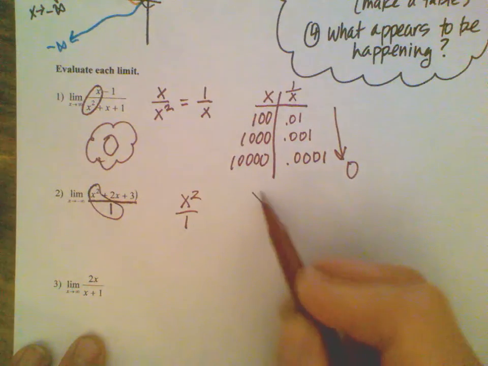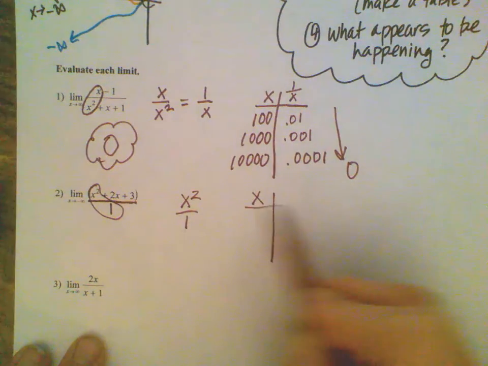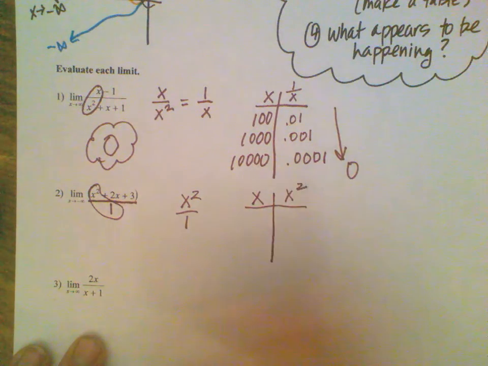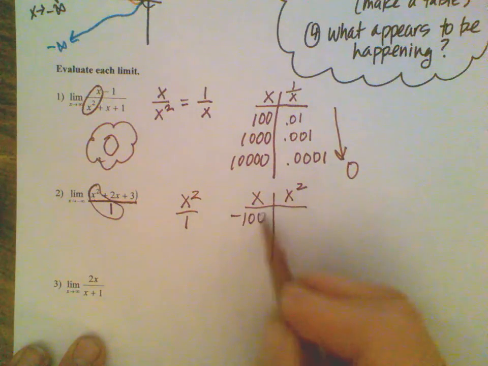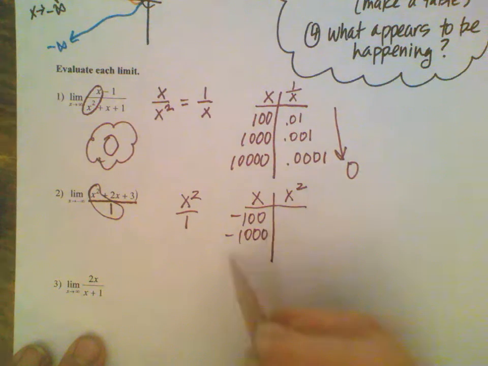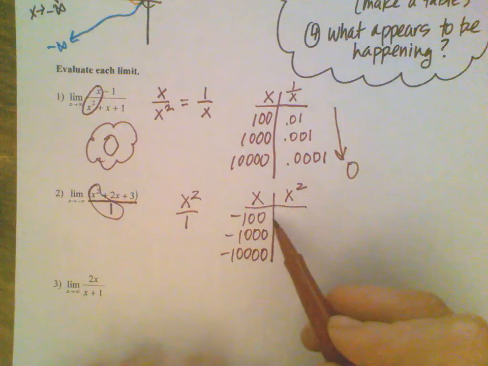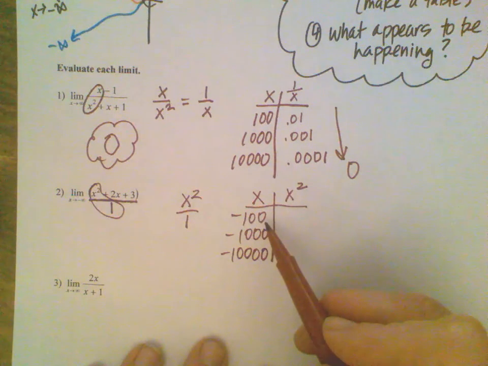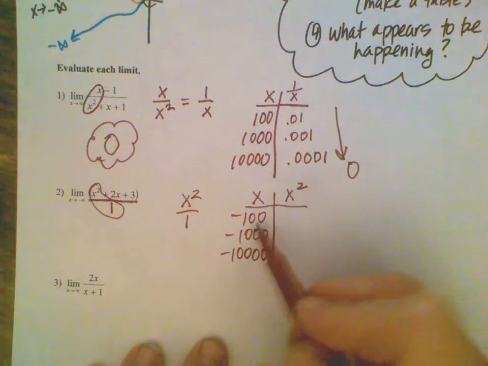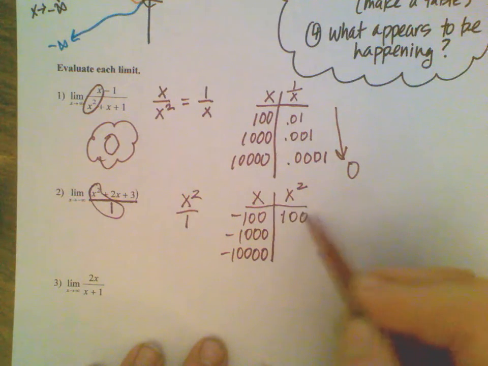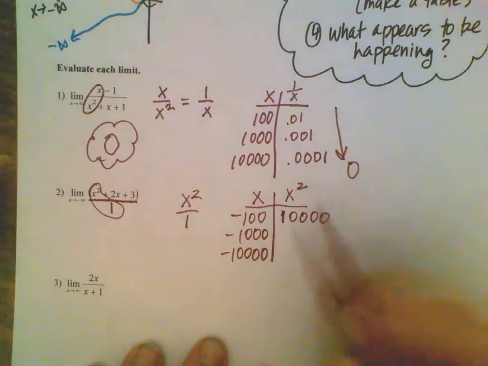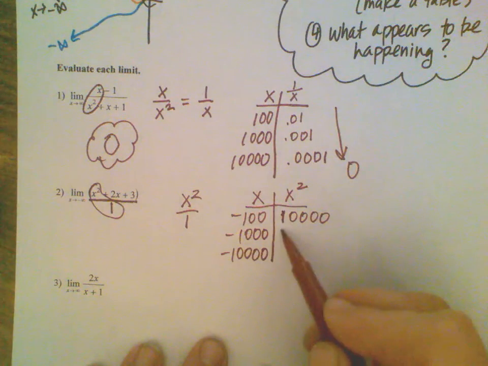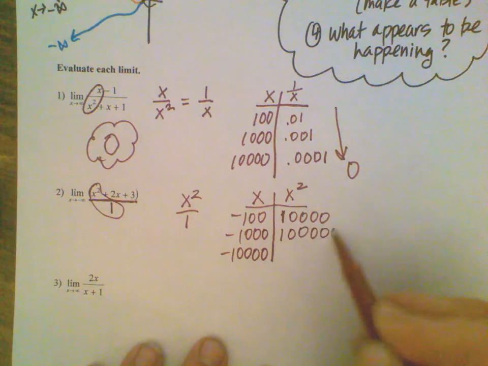Well, when I make my table again, I'm going to be looking at just x squared. And in this case, it's approaching negative infinity. So I'm going to plug in negative numbers, negative 100, negative 1,000, negative 10,000. And I'm going to be squaring these big numbers. So negative 100 times negative 100 is 10,000. Positive, because when you square a negative, it becomes positive. Negative 1,000 times negative 1,000 is 1 million.